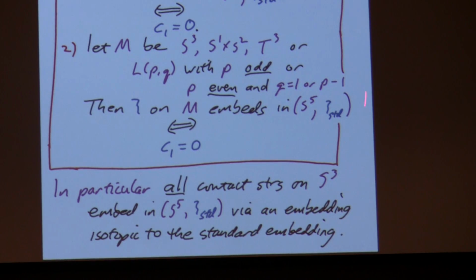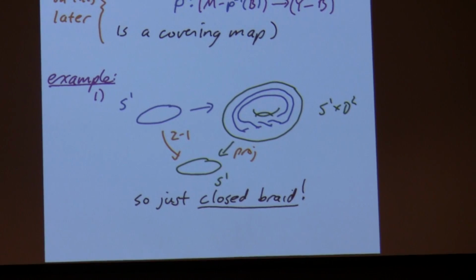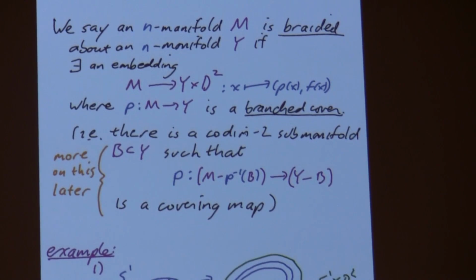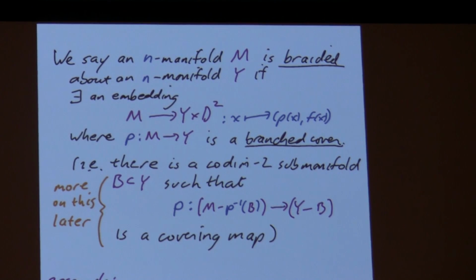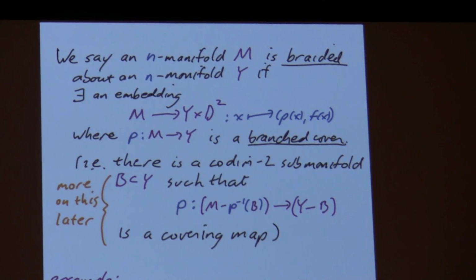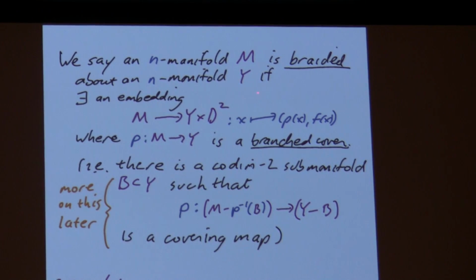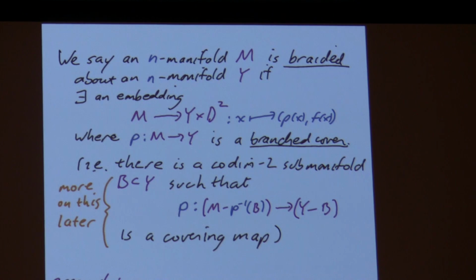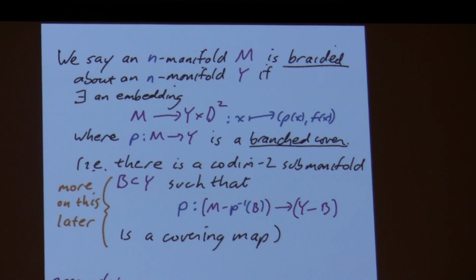But anyway, this is the theorem we're aiming for, and the main technique we're going to use is braided embedding. So let me start out by telling you what a braided embedding is. We say an n-manifold M is braided about an n-manifold Y if there's an embedding of M into the product of Y and the 2-disk, such that when you project just onto Y, you have a branched cover map.